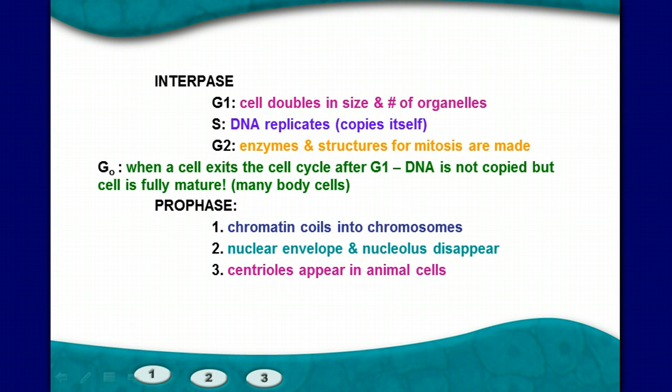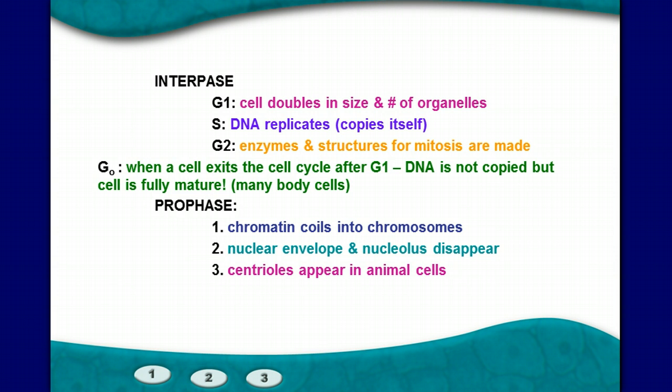So let's write this down. Interphase is divided up into three basic stages. G1, or growth 1, is when the cell doubles in size and the number of organelles. You can't just take a single cell and split it in half, because if it continued to reproduce, eventually that cell would have nothing in it. So you have to make more in order for there to be enough sets of everything, enough mitochondria, enough ribosomes, enough cytoplasm for two cells to actually be produced.